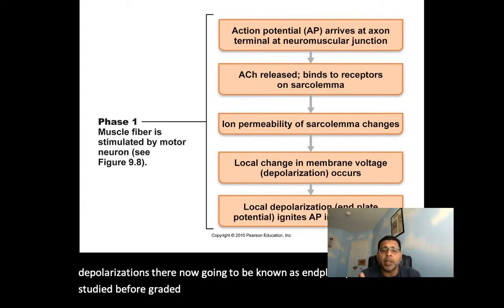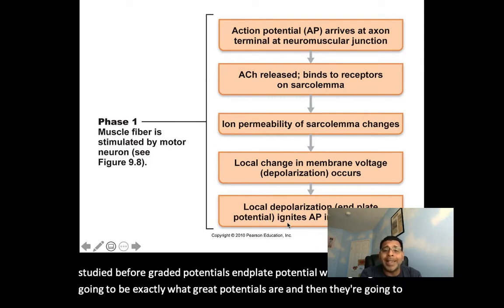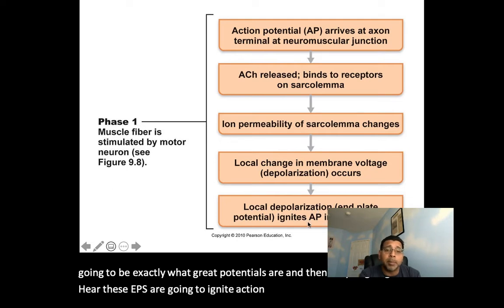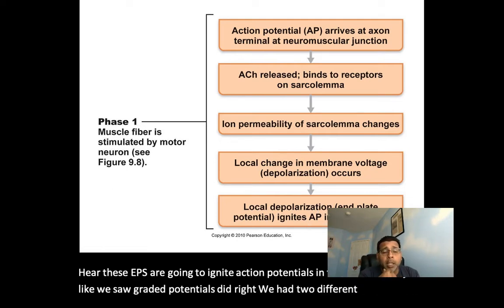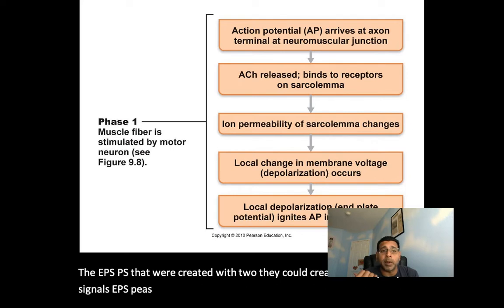End plate potentials, as we're going to see, are exactly what graded potentials are. These EPPs are going to ignite action potentials in the sarcolemma, just like we saw graded potentials do. We had two different types of graded potentials, EPSPs and IPSPs, which were depolarizations versus hyperpolarizations.